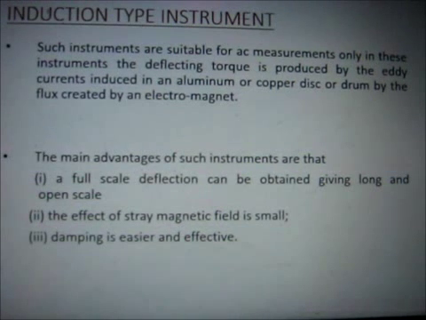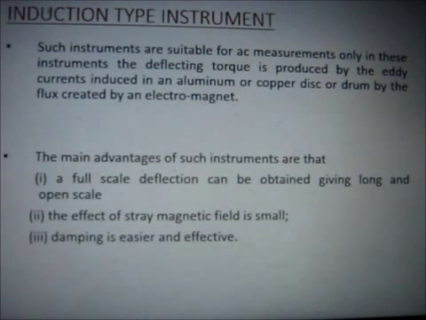The main advantage of this is a full scale deflection can be obtained, giving a long open scale. This is a very important advantage of the induction type instrument. The effect of stray magnetic field is very small, so it doesn't give so much error. Also, damping is easier and effective.